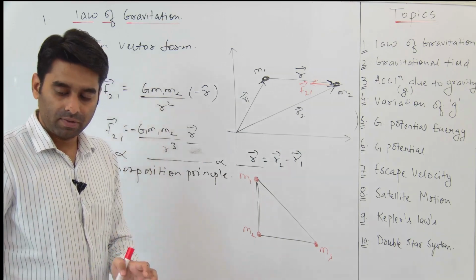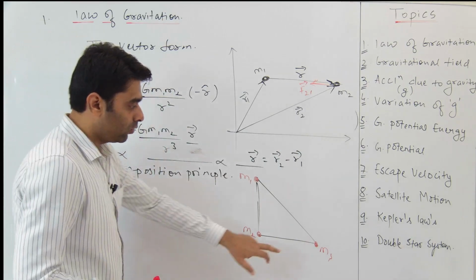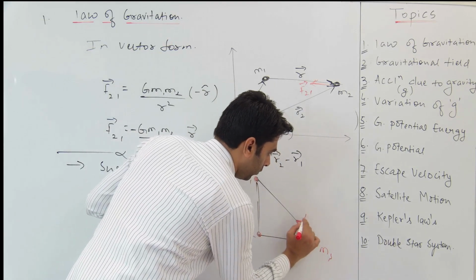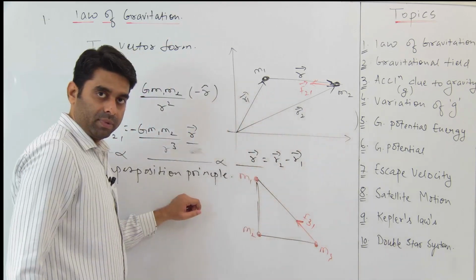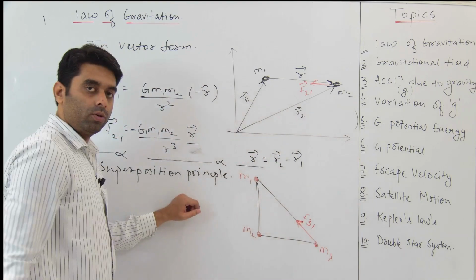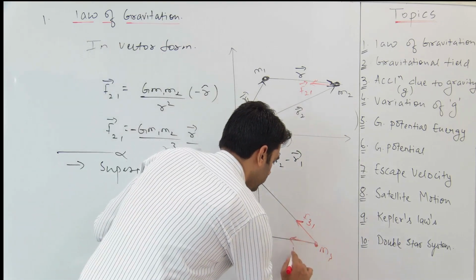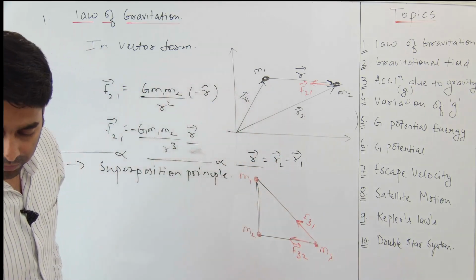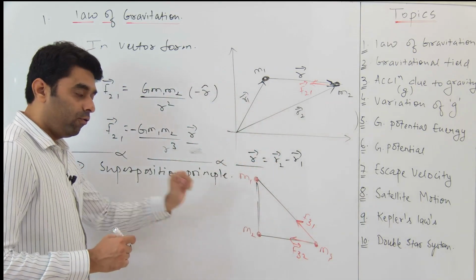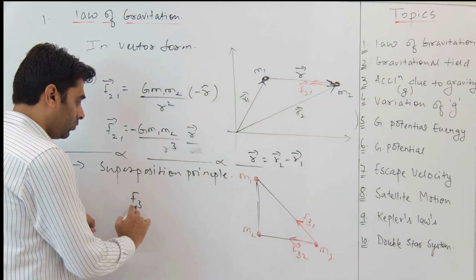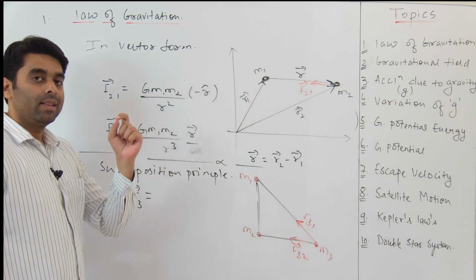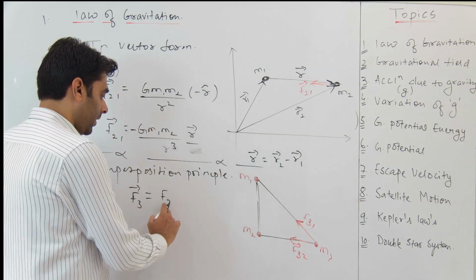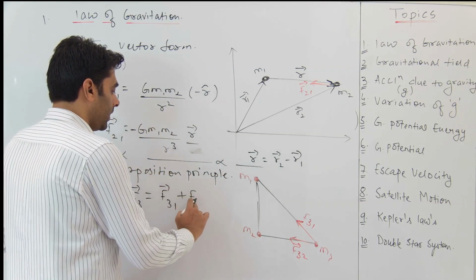Superposition principle is basically vector addition. So force on 3 due to 1 will be towards 1, so we can write force on 3 due to 1, this will be the direction. Force on 3 due to 2, what will it be? This will be the direction, right? Now, if we want to find out the net force on 3, it will be basically the vector addition of the individual forces, which I can write as F31 plus F32.